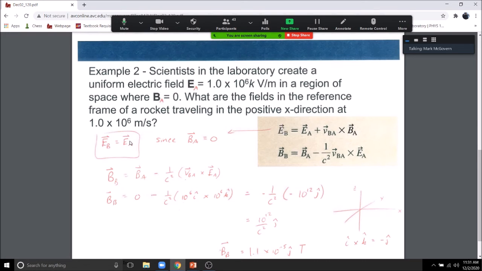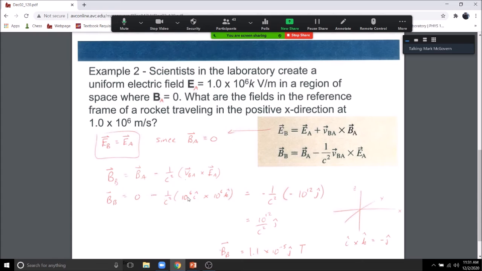The electric fields are identical. If there's no external magnetic field, there's nothing to induce an electric field. So the electric fields are the same in both. In the magnetic field, though, having a pre-existing electric field will create an induced magnetic field. Now, BA is already 0. So we need to evaluate the V cross E to see what this existing electric field turns into when you're in a moving frame. So we got 1 over c squared here.